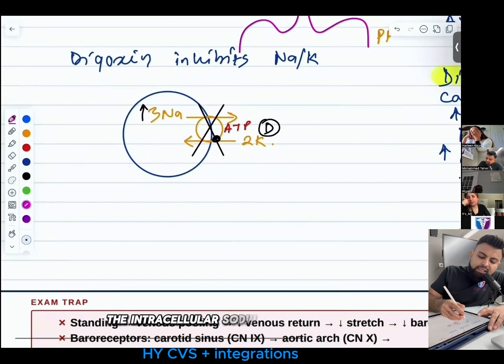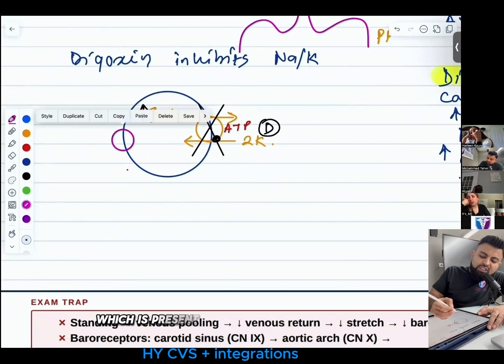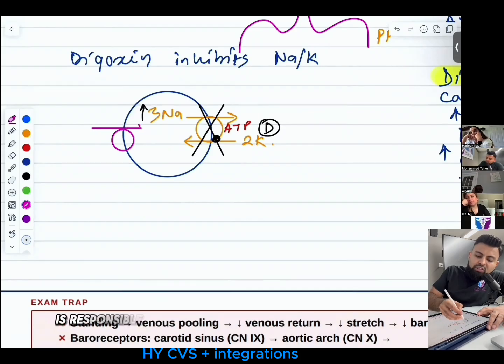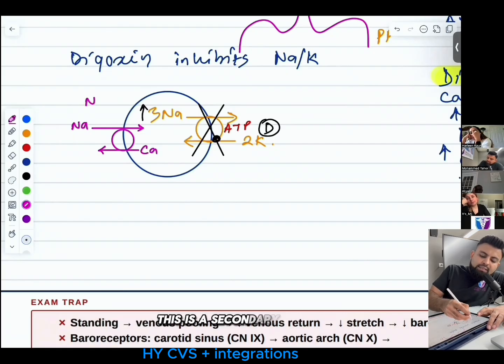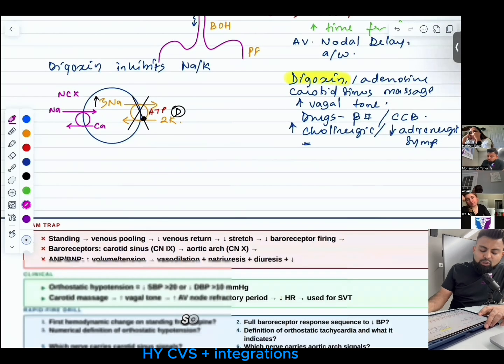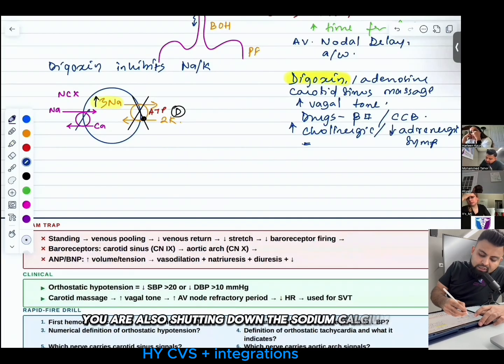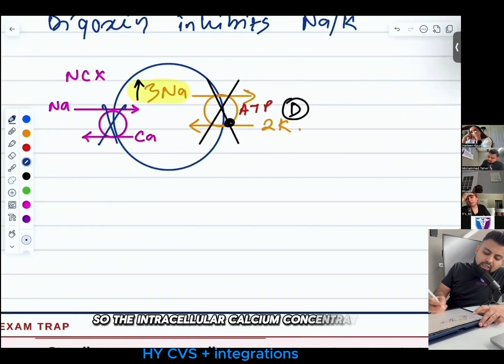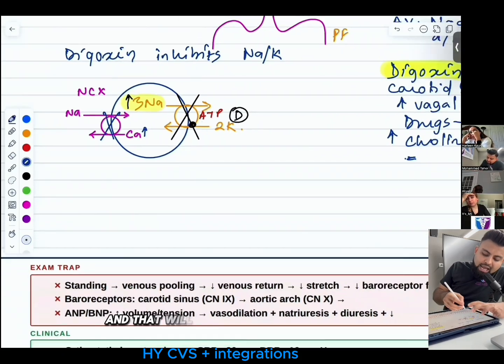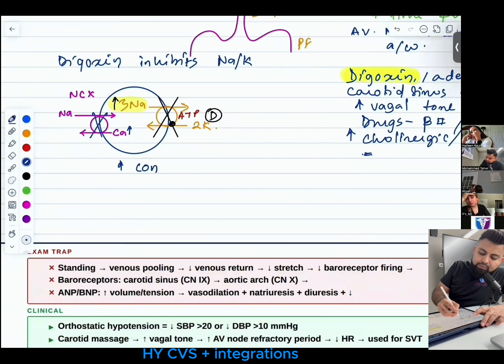And when you increase the intracellular sodium concentration, the secondary pump present behind it, which is responsible for bringing in sodium and throwing out calcium, is affected. This is your sodium calcium exchange (NCX) pump. Since there is already a high amount of sodium, you are indirectly shutting down the sodium calcium exchange pump. So the intracellular calcium concentration increases, and that will increase the contractility.